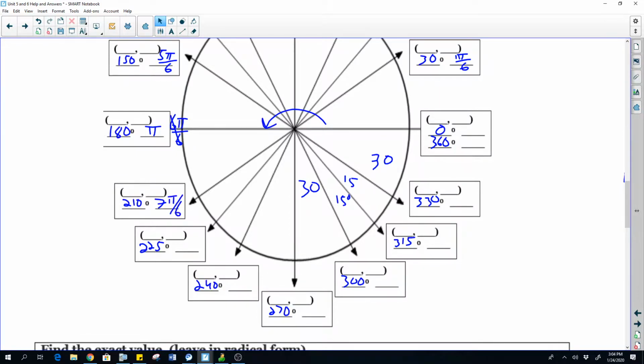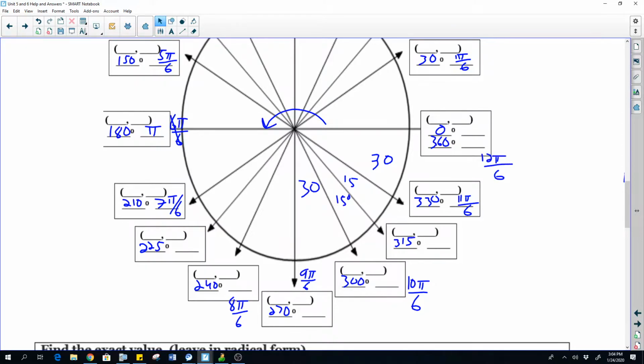This is 7 pi over 6. Oops. This one is 8 pi over 6. Got to reduce it though. This one is 9 pi over 6. Excellent. This one is 10 pi over 6. Skipping that one because that's special. Remember, that's the little 15-degree one, which is also going to be a special radian one. This one is 11 pi over 6. And then this one is 12 pi over 6.